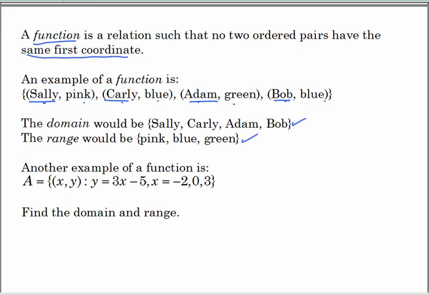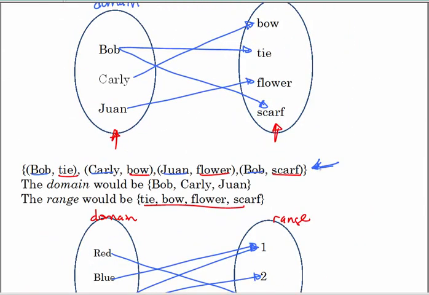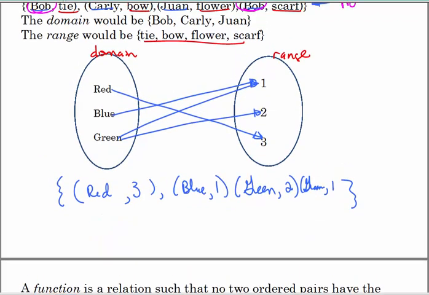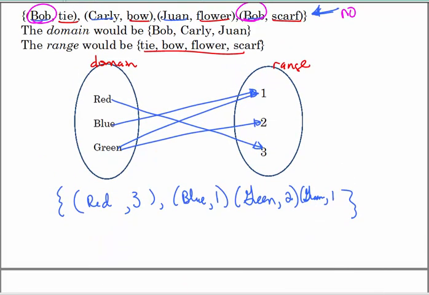Let's go back to that first example. Would this be a function? The answer is no, because Bob is repeated. Would this example be a function? And again, the answer is no, because green is repeated. So you can kind of see in this mapping that you have kind of arrows going off of one thing. That makes it not a function, but it certainly is still a relation.